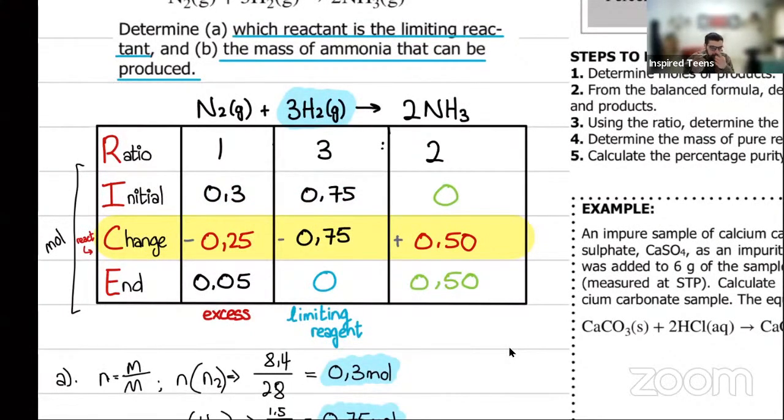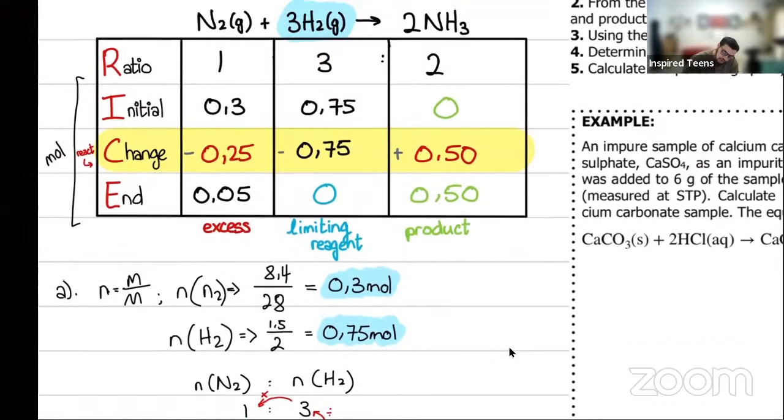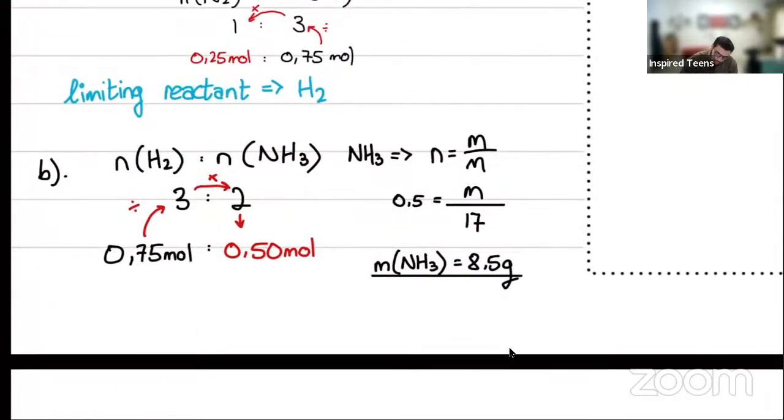Then here we need to understand that at the end we have the excess, and one is the limiting, and this is the product. This is the amount of product that we produce at the end, and that is the final question, the mass of ammonia that can be produced. So we can use change to get even the amount of product formed, and we know we started off with 0. They might specify in a question that they start off with a certain amount of product, but generally it's 0. We form that much and we end up with that much, and that's our product, and that's how we got this.